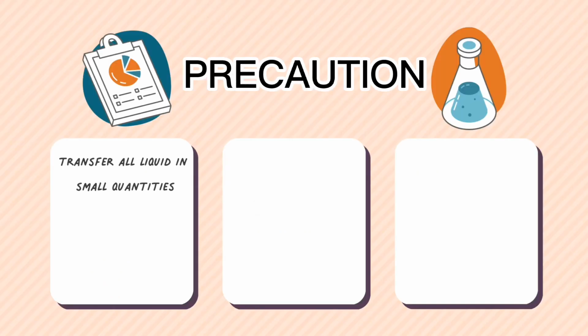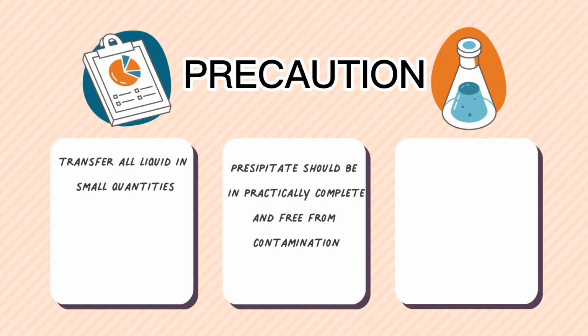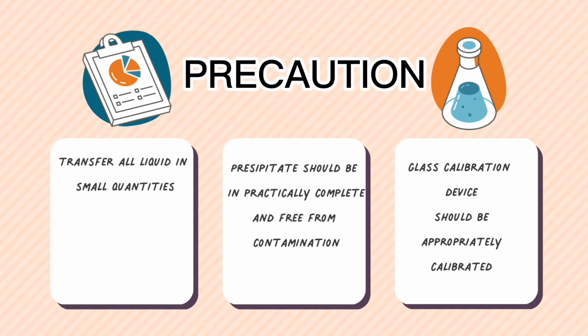For the precautions, first, we need to transfer all liquid in small quantities. Second, the precipitate should be practically complete and free from contamination. And third, glass calibration devices should be appropriately calibrated.